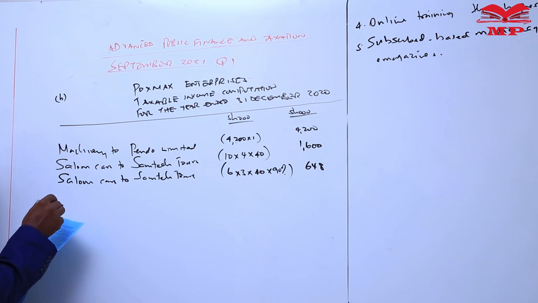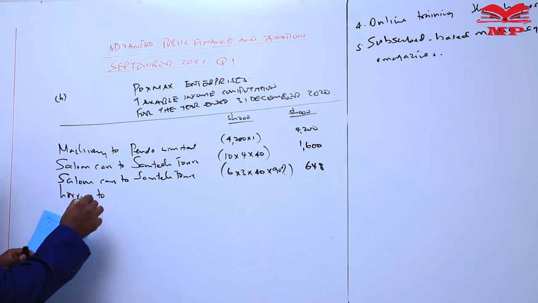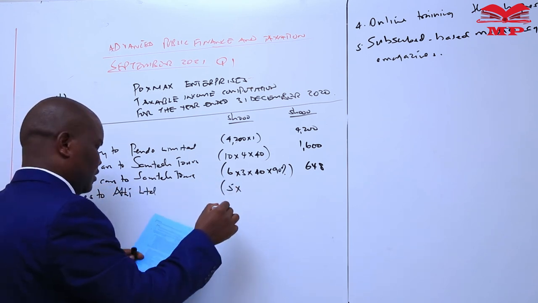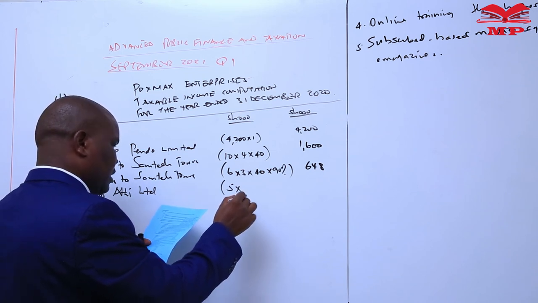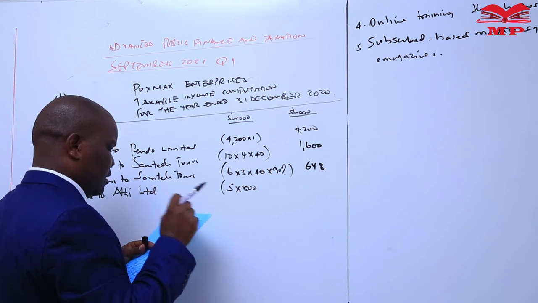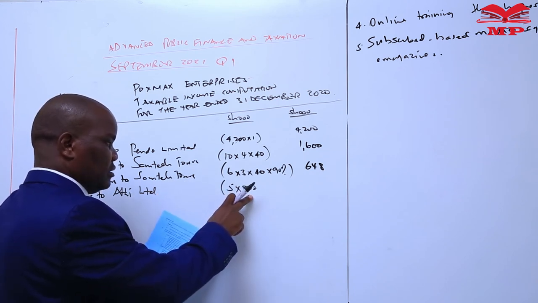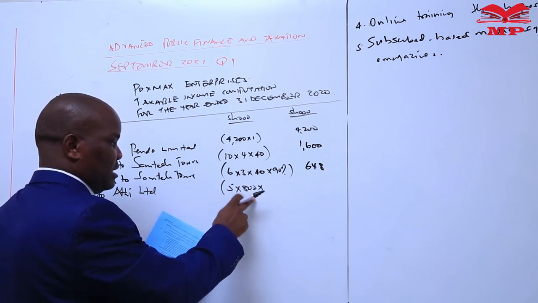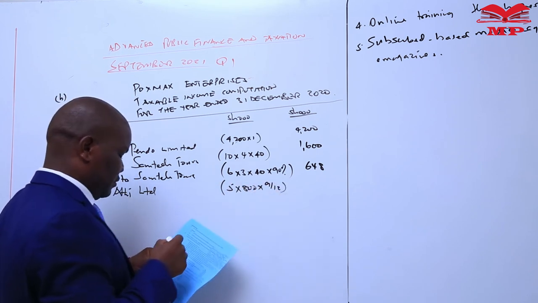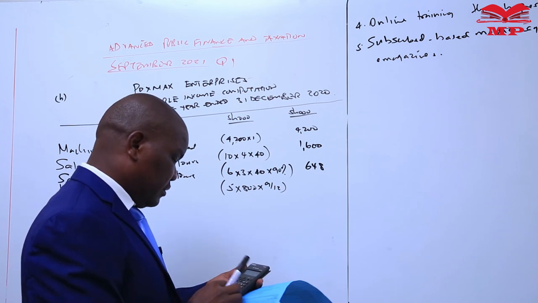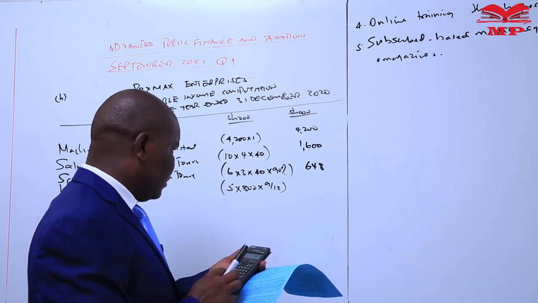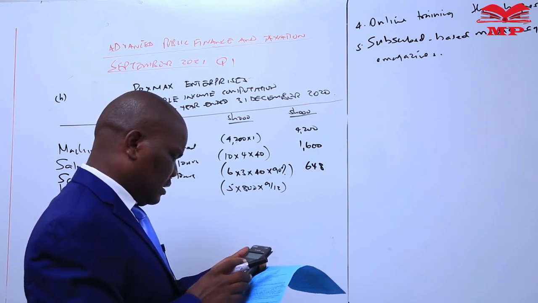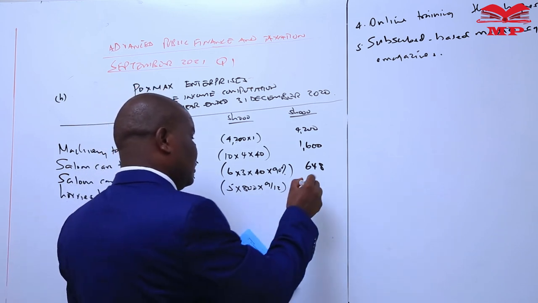We say lorries to Athi Limited. There were 5 lorries, each earning 800,000 shillings per annum. And a year, that is 12 months. But then we are told the lease was terminated after 9 months. So we prorate that to 9 months. So we shall multiply by 9 out of 12. Work that out, we shall have 5 by 800 by 9 divided by 12. And that is 3 million shillings. We write that here.